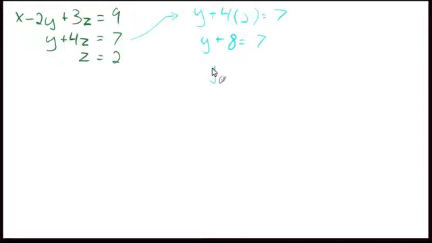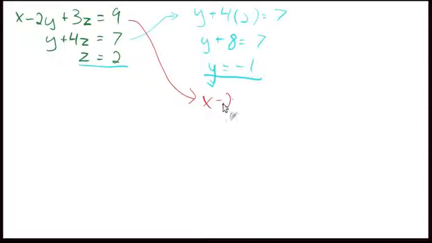Y plus 8 equals 7. And y equals negative 1. Fantastic. So y is negative 1. We've got z is 2, and y is negative 1. And so now we take the fact that z is 2 and y is negative 1, and if 2 works for z here, and negative 1 works for y here, then negative 1 should work here for y, and 2 should work for z here. So let's try that one out.